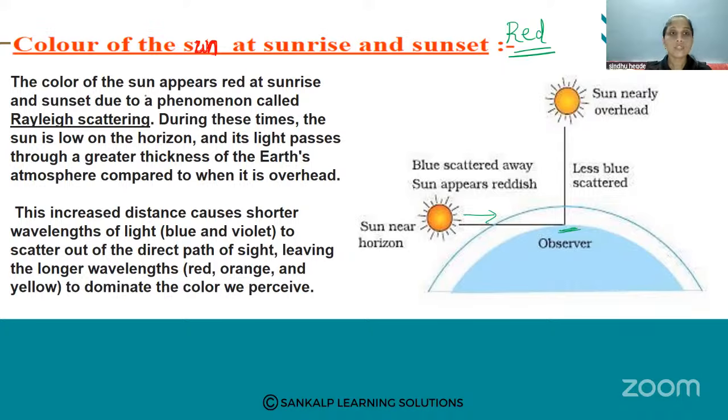The color of the sun appears red at sunrise and sunset due to a phenomenon called Rayleigh scattering. During these times, the sun is low on the horizon and its light passes through a greater thickness of Earth's atmosphere compared to when it is overhead.